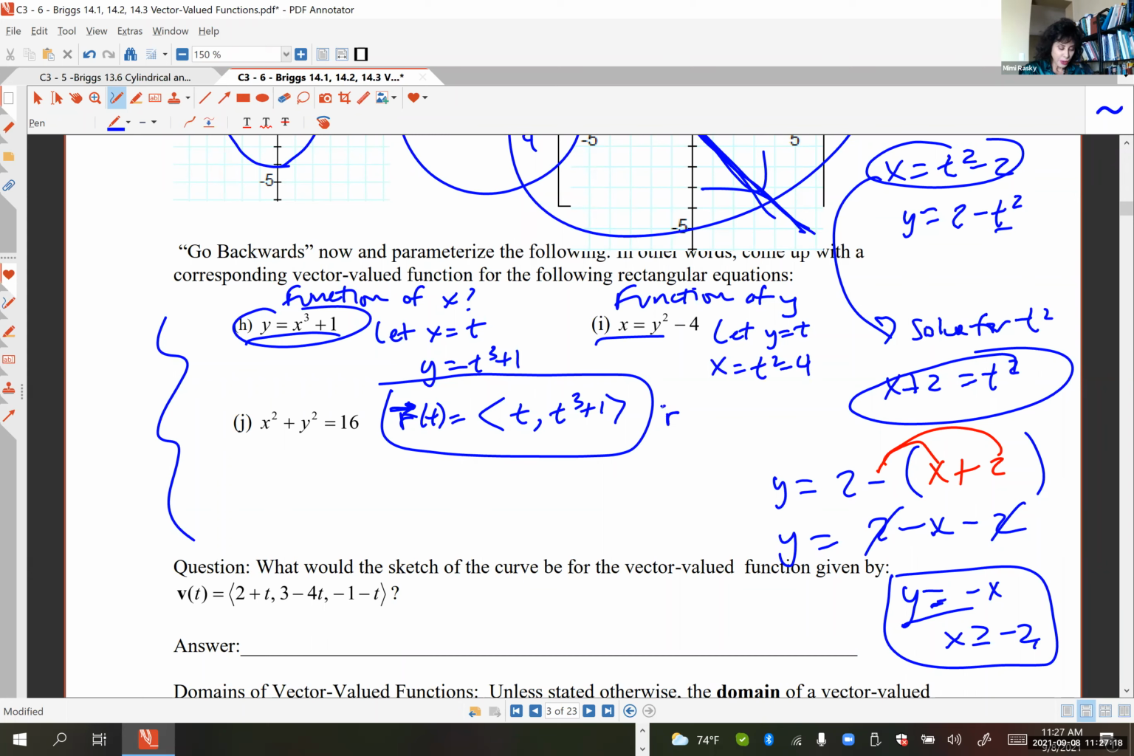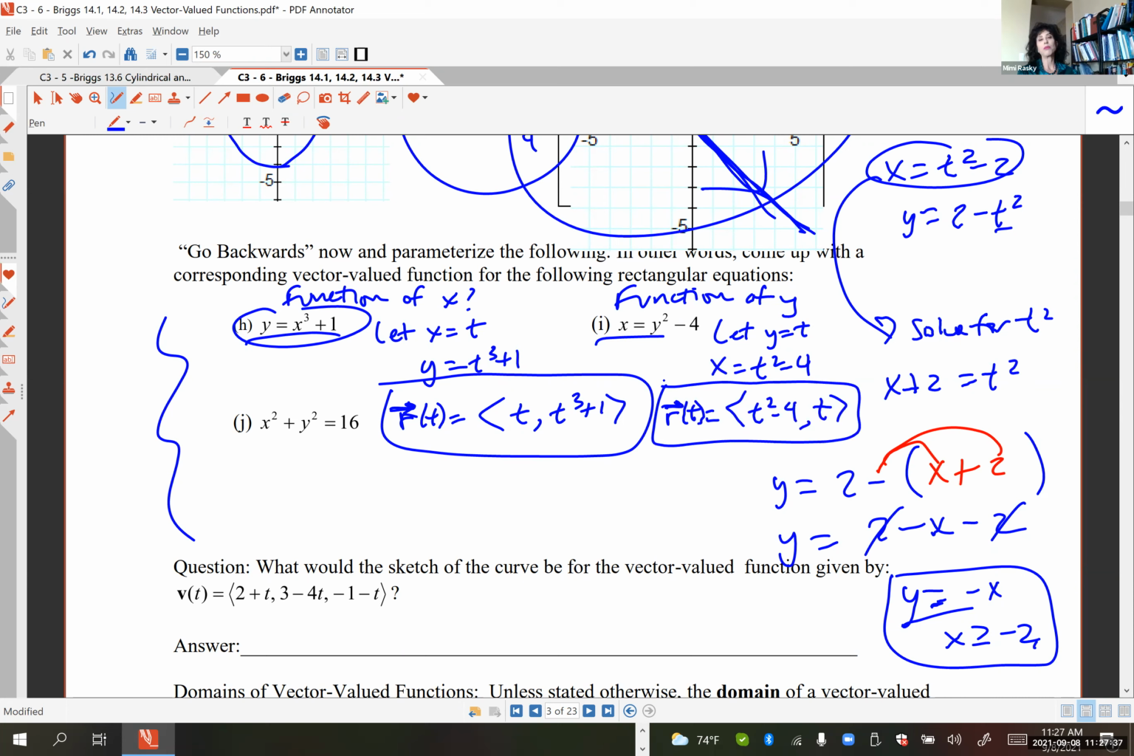And then you start writing up your vector valued function, r of t, and you put a little arrow on top of that r for me, please, equals angular brackets, x is t squared minus 4, comma, and we let y be equal to t. Now put a box around that, and there, we just came up with a vector valued function that goes with that equation. We're done with that little problem.